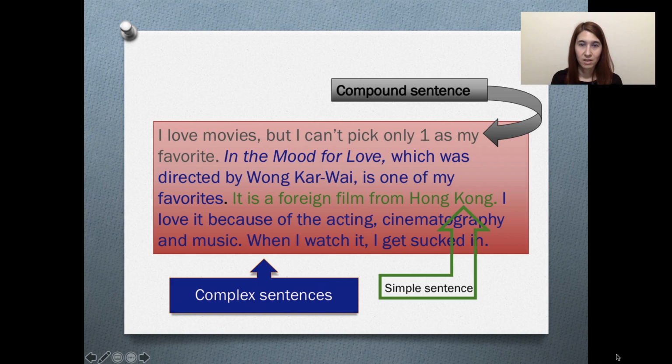"When I watch it," that's a dependent clause, because "when" will be the subordinating conjunction followed by the dependent clause. "Because of the acting, cinematography, and music." The green sentence, "It is a foreign film from Hong Kong," is a simple sentence. So if you see, I have sentence variety. I'm using all different types of sentences, and that's what you want to do too.